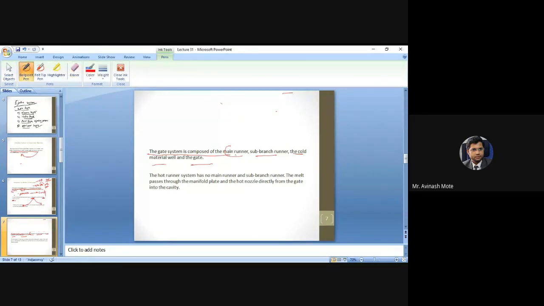So this is main runner, sub branch runner, cold material well, and gate. Hot runner system has no main runner or sub branch runner, because in case of the cold runner system, this mechanism will be there: sub runners, activity runners. So there are so many branches. In the hot runner, there will be a nozzle, and directly the material is passed into the cavity.